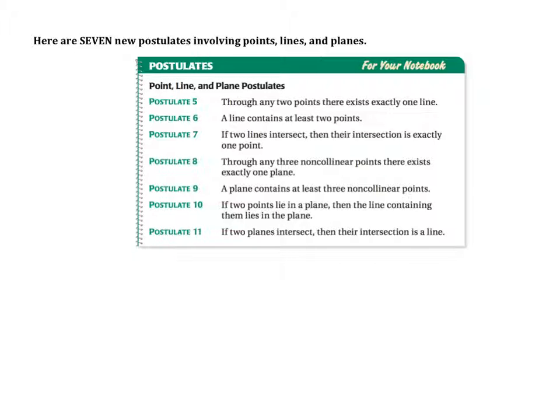Postulate number 6. A line contains at least 2 points. This is kind of the converse of it. If I know I have a line, then there is at least 2 points that determine that line.